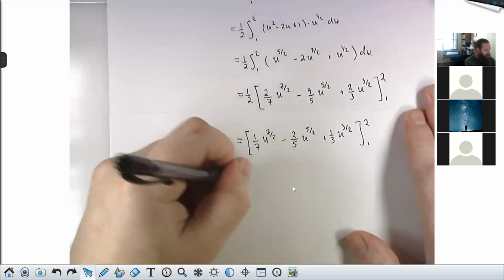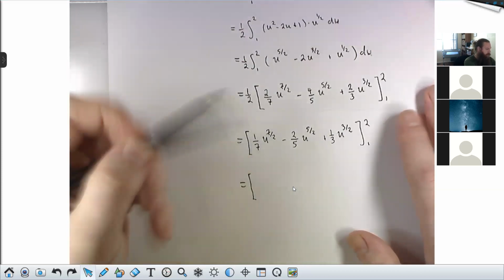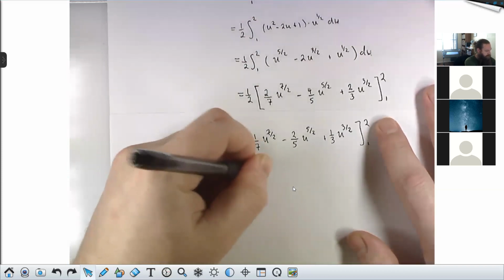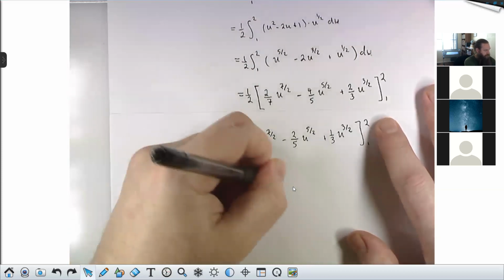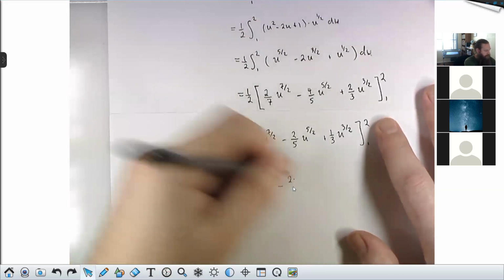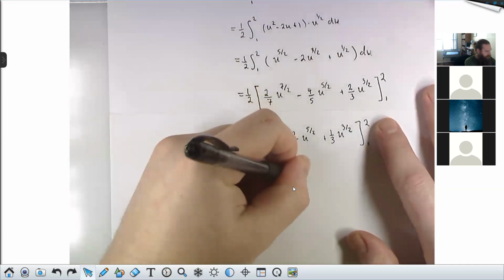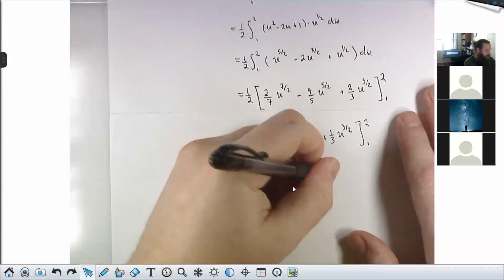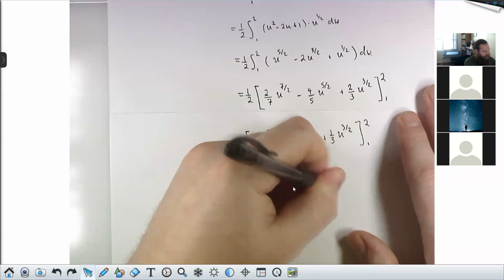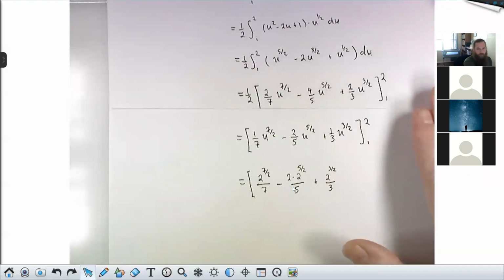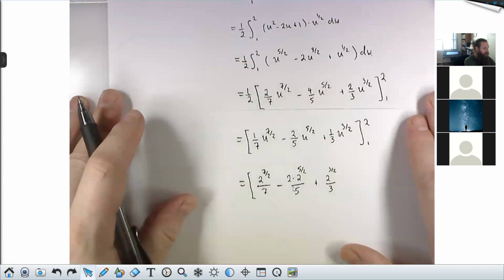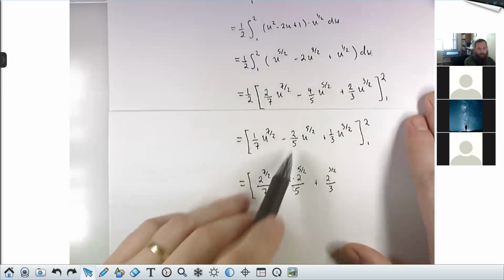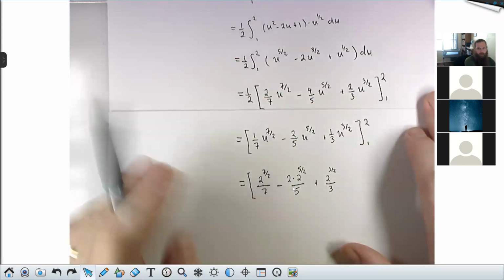And I can go ahead and plug in the 2 and the 1. So when I plug in the 2, I'll get 2 to the 7/2 over 7 minus 2 times 2 to the 5/2 over 5 plus 2 to the 3/2 over 3. This is what I get by plugging in the 2 for u. We don't go back to x's, right? This is a big difference between definite and indefinite integrals. At no point do we plug back in the x's here. We just plug in these bounds.